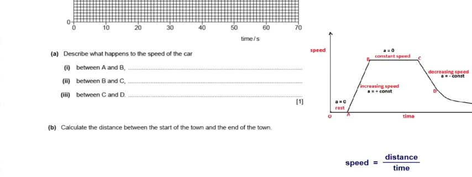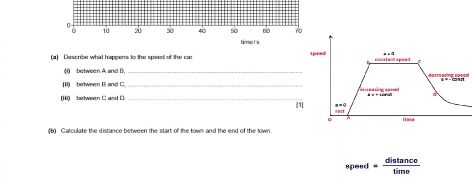Between A and B, we can see the speed is clearly decreasing, or we get the negative acceleration, that is also called the deceleration. So here we can write down: speed decreases, or that is nothing but the deceleration. Deceleration is nothing but the negative acceleration.